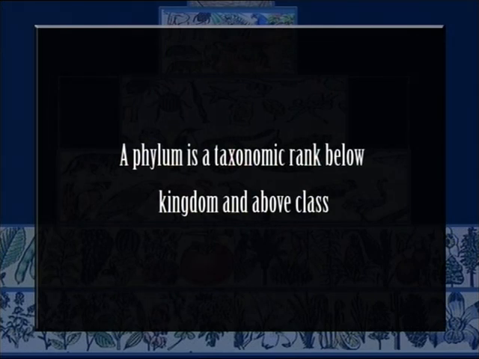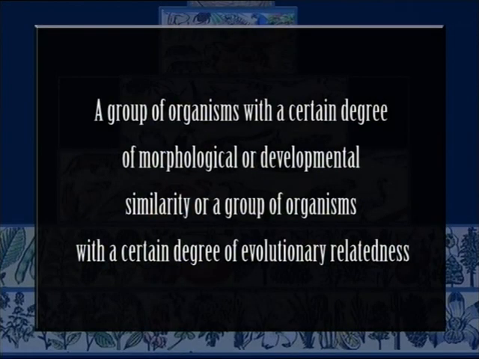A phylum is a taxonomic rank below the kingdom and above the class level. Phylum is equivalent to the botanical term division. At the most basic level, a phylum can be defined in 2 ways: as a group of organisms with a certain degree of morphological or developmental similarity, or a group of organisms with a certain degree of evolutionary relatedness.